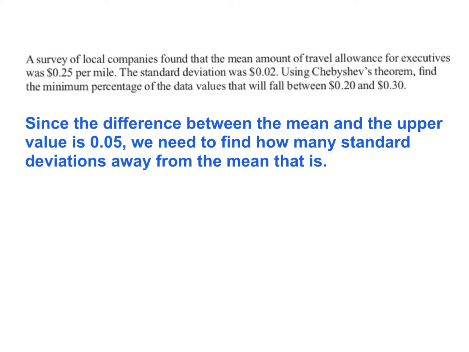K just has to be bigger than 1. That's the only restriction on it. So now that I've asked the question, let's try to think about the answer. How am I going to figure out how many standard deviations 0.05 is? What would you do?